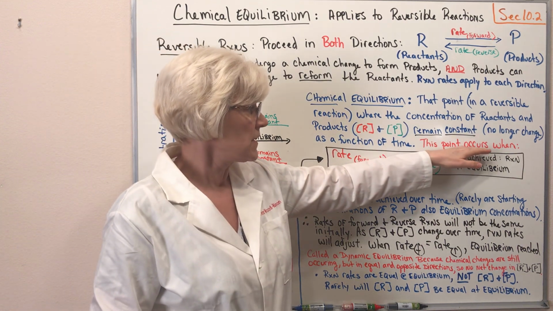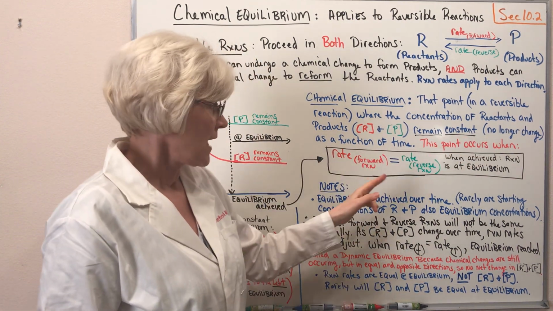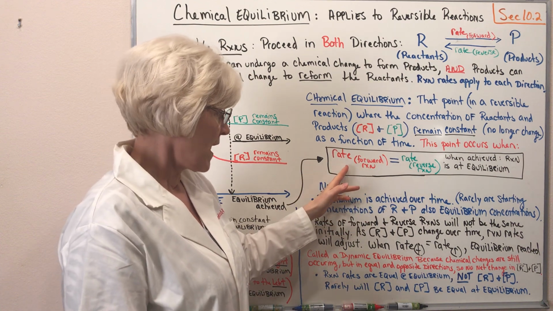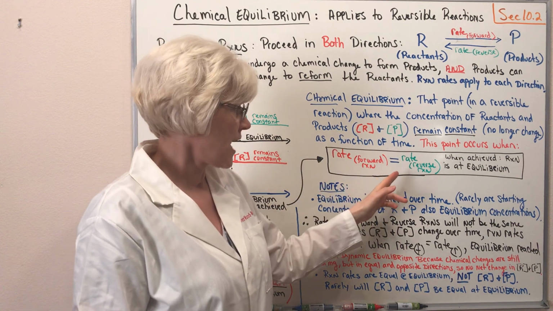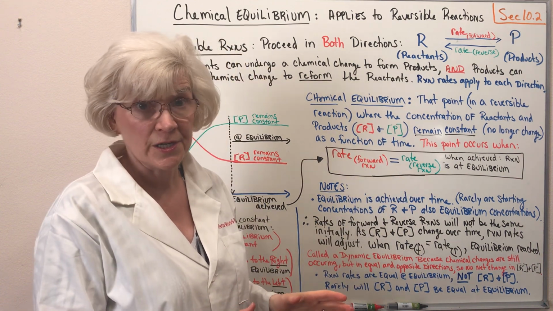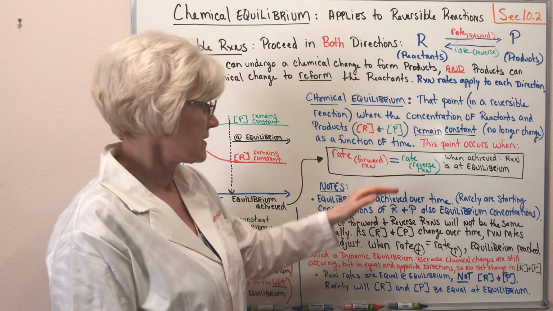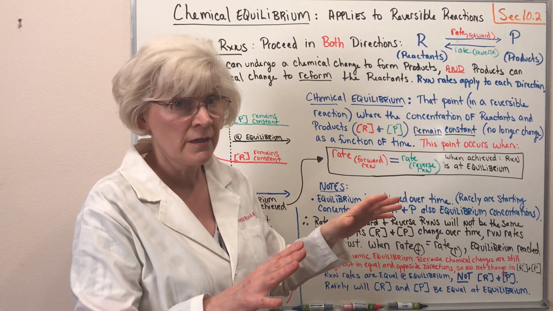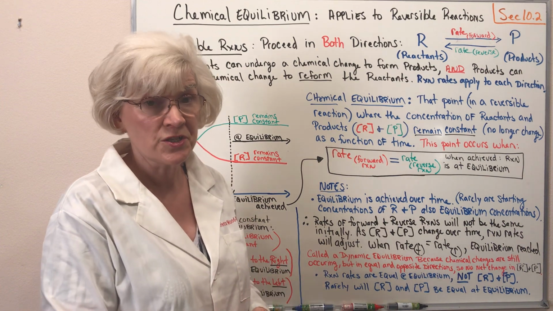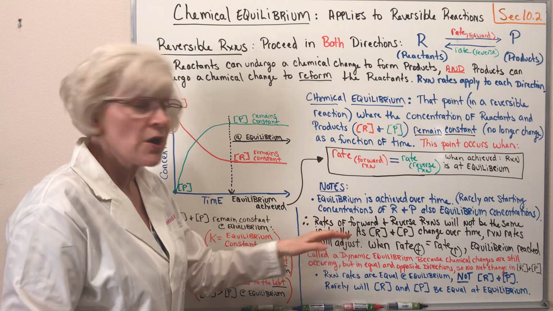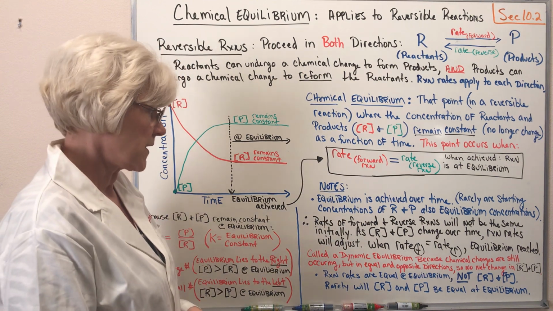When is chemical equilibrium reached? Chemical equilibrium is reached, or it occurs, when the rate of the forward reaction is equal to the rate of the reverse reaction. Once you're at this point, equilibrium is reached and there's no further net change in the concentration of reactants and products. Some notes about chemical equilibrium.